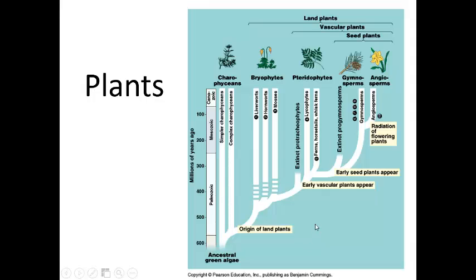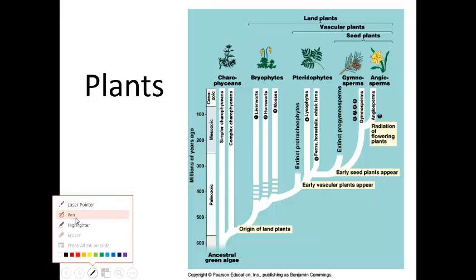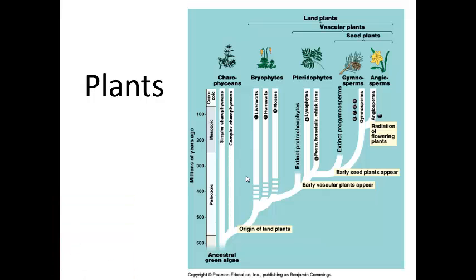Welcome to AP Biology. This video is on plant reproduction. Plants evolved from a group of green algae called Charophyceans. The derived character that makes plants different than green algae is the fact that they can survive on land, that they live on land. The first group of plants to live on land were called Bryophytes. An example of a bryophyte is a moss.